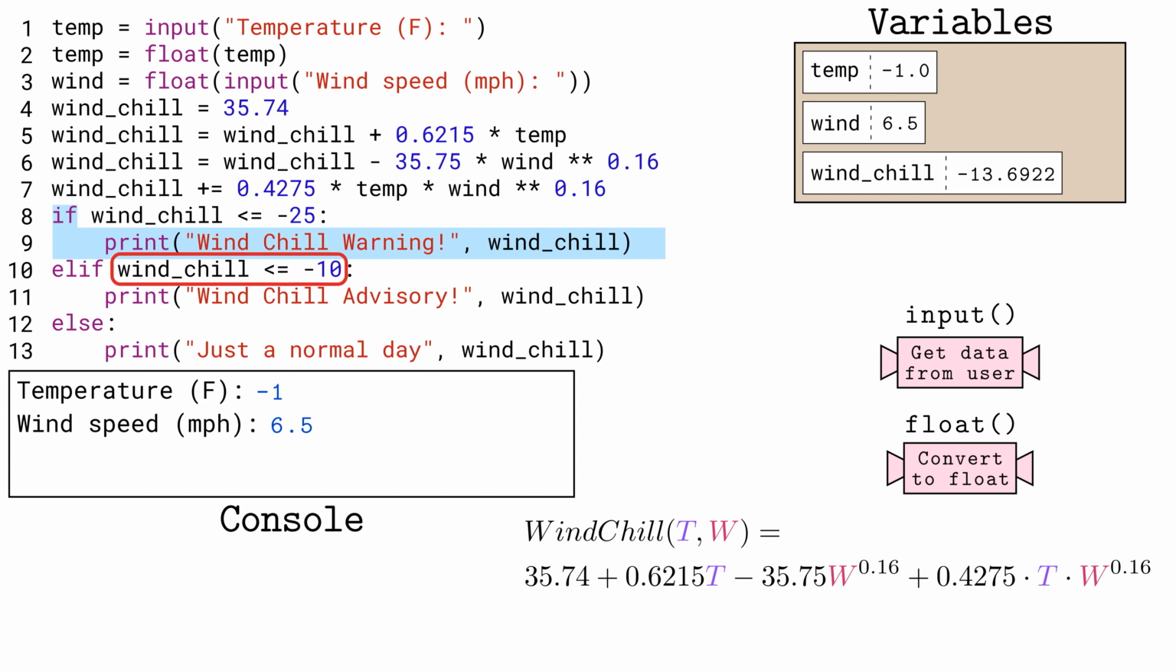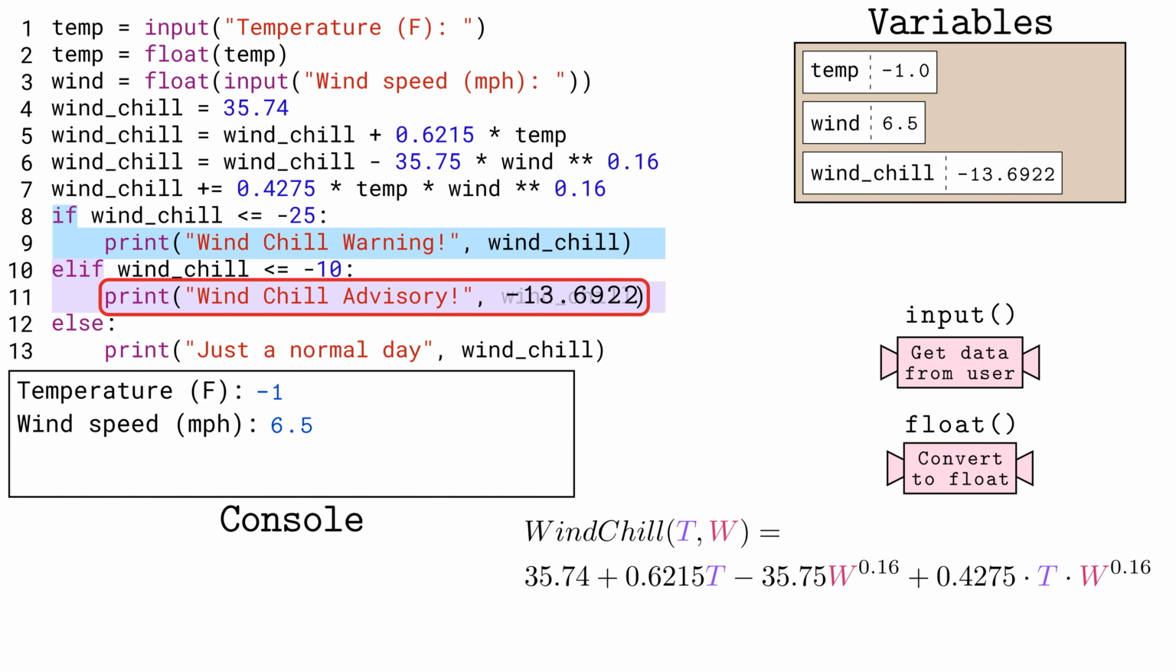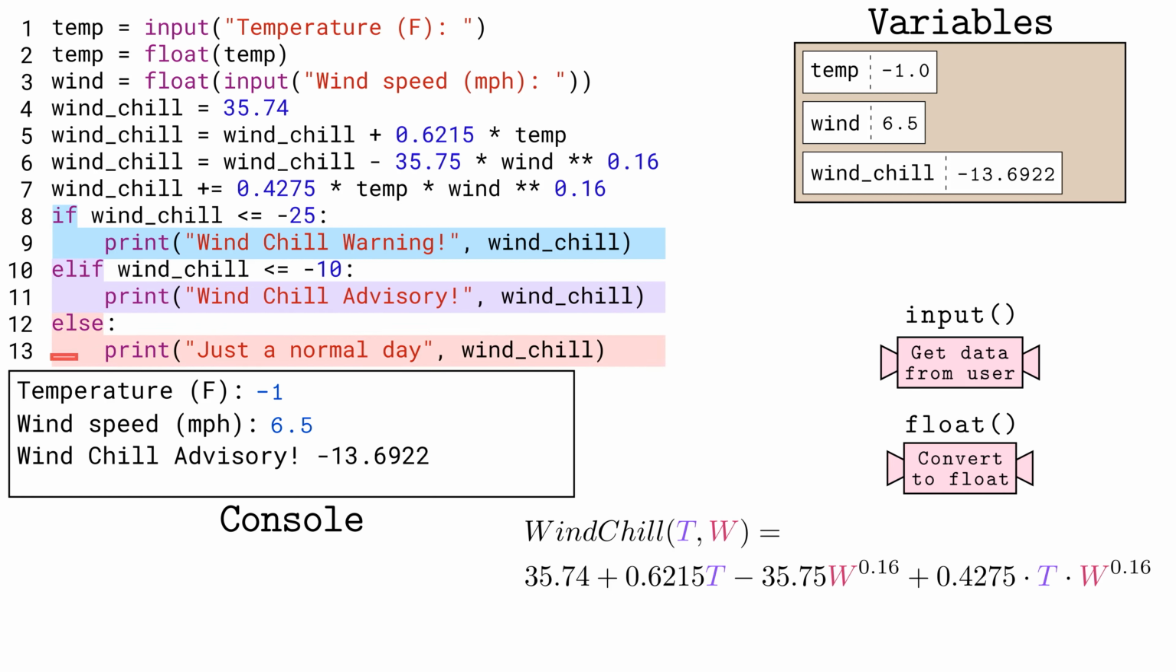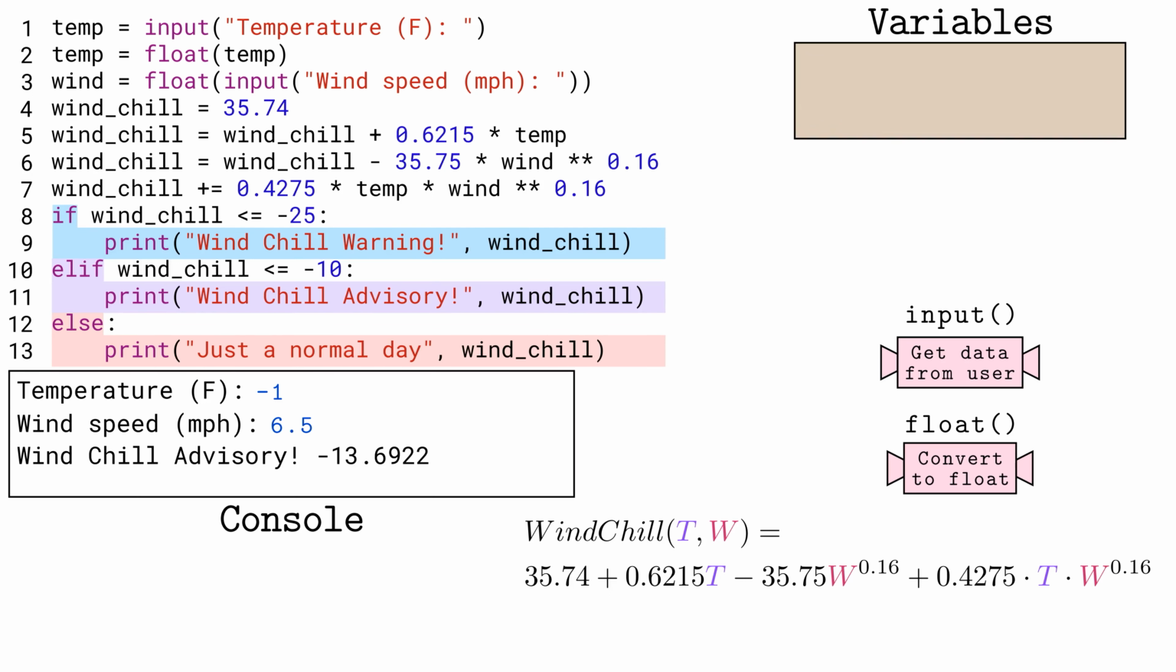The question is if the Windchill variable is less than or equal to -10. This condition is true, so Python will run any indented lines that follow the elif, meaning it runs line 11. The user is shown a message, Windchill advisory, and the contents of the Windchill variable. Python skips any remaining elifs or elses, which means it hits the bottom of the program and terminates. When the computer finishes running the program, all variables are cleaned up from the computer memory.